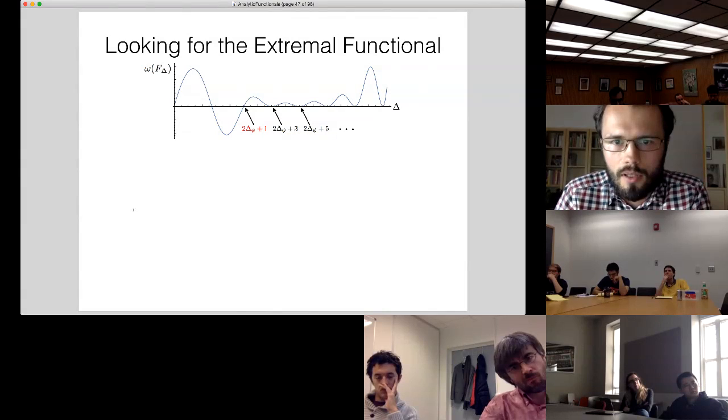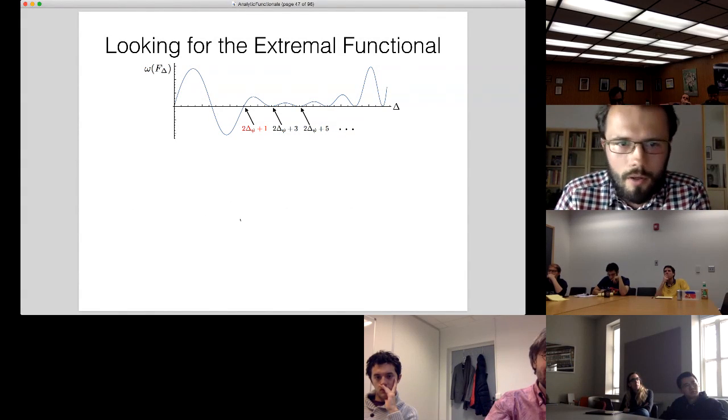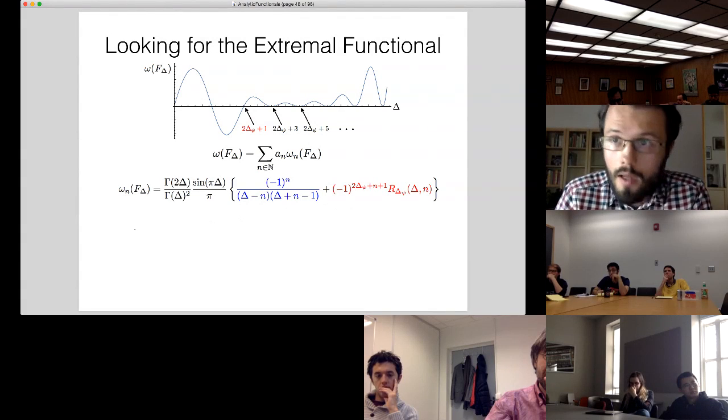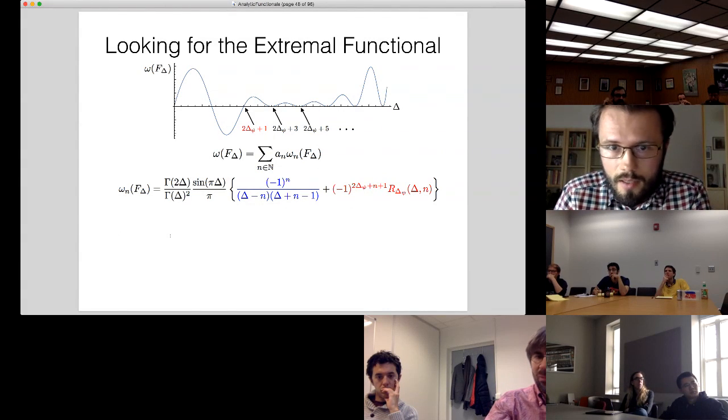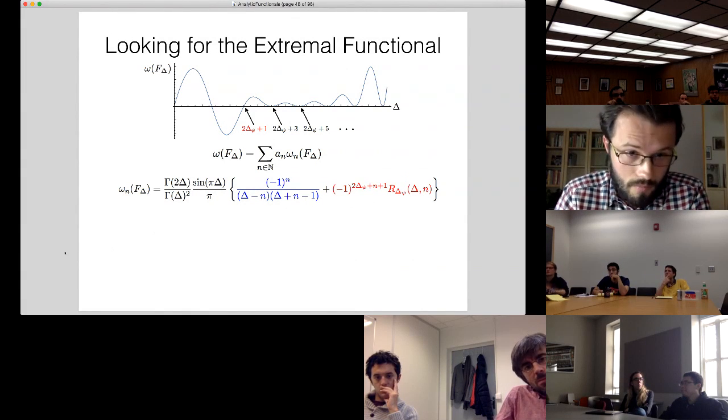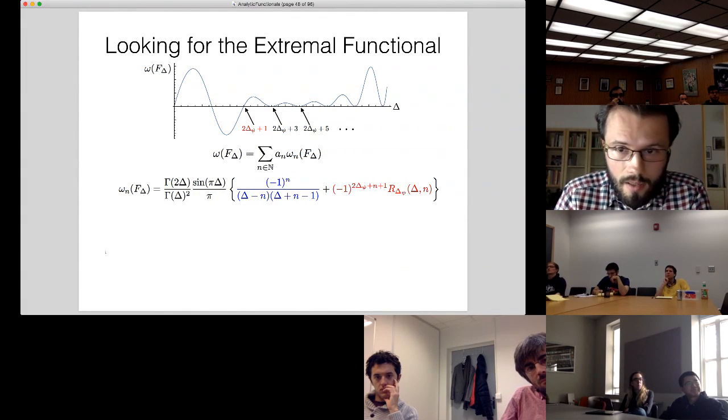There is a simple zero at 2 delta psi plus 1 and a series of double zeros at 2 delta psi plus other higher odd integers. The action of omega can be decomposed in the basis as follows, in terms of the action of the elementary functionals omega n. And the action of omega n takes the form which I already showed before, but we'll just recall it.